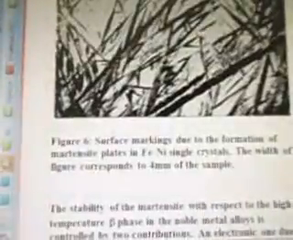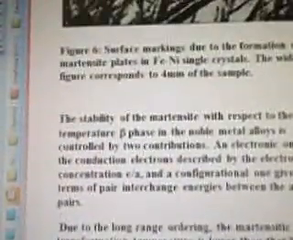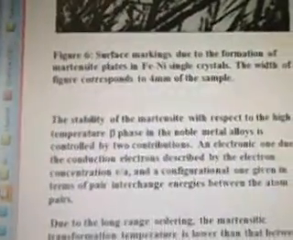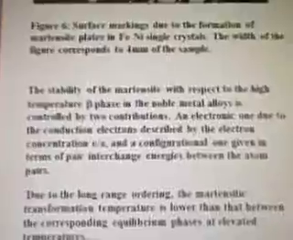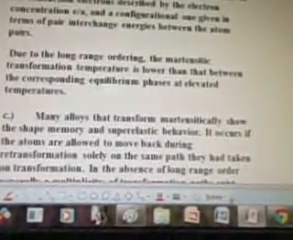And then we've got this figure 6 of surface markings due to the formation of martensitic plates in Fe single crystals. The width of the figure corresponds to 4 millimeters of the sample. Okay. So the stability of the martensite with respect to the high temperature B phase in the noble metal alloys is controlled by two contributions: an electronic one due to the conduction electrons described by the electron concentration, and a configurational one given in terms of pair interchange energies between the atom pairs.